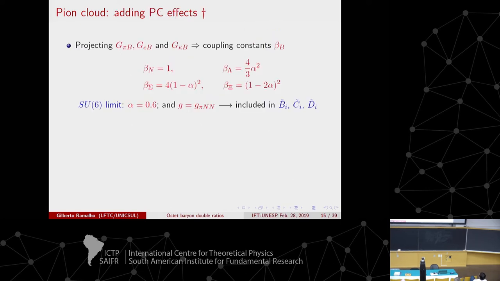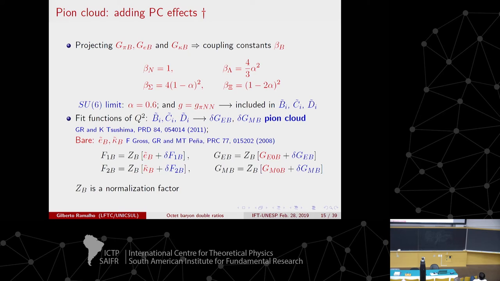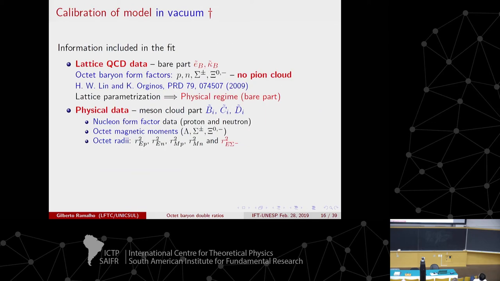So we can calculate these terms by projecting the flavors, and we have different coupling constants depending on the baryon. And in the SU(6) limit, we can express all these couplings in terms of one parameter, and a coupling constant, which we don't need to know because we can absorb it in these functions here. So fitting this function to the data, what we actually do is decompose the form factor into the bare part and the pion cloud part, and in the middle we also calculate this normalization factor. So let me explain the calibration.